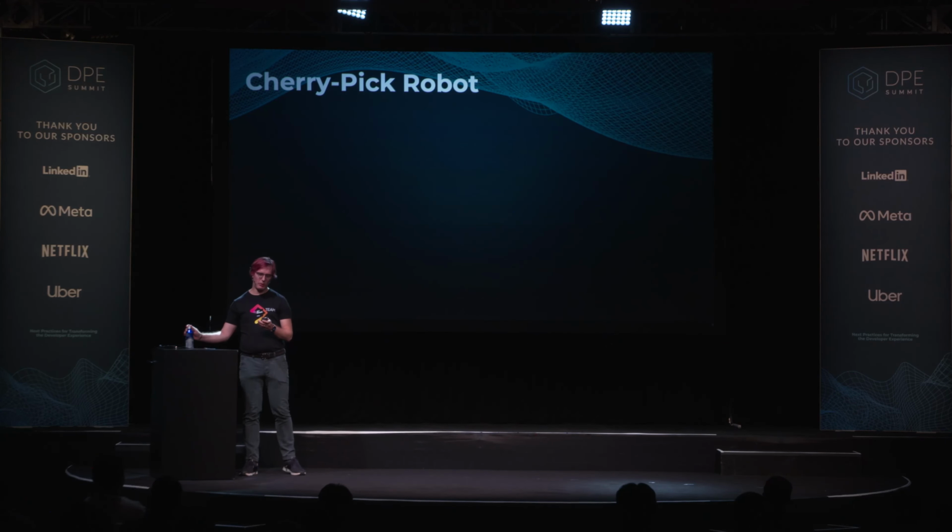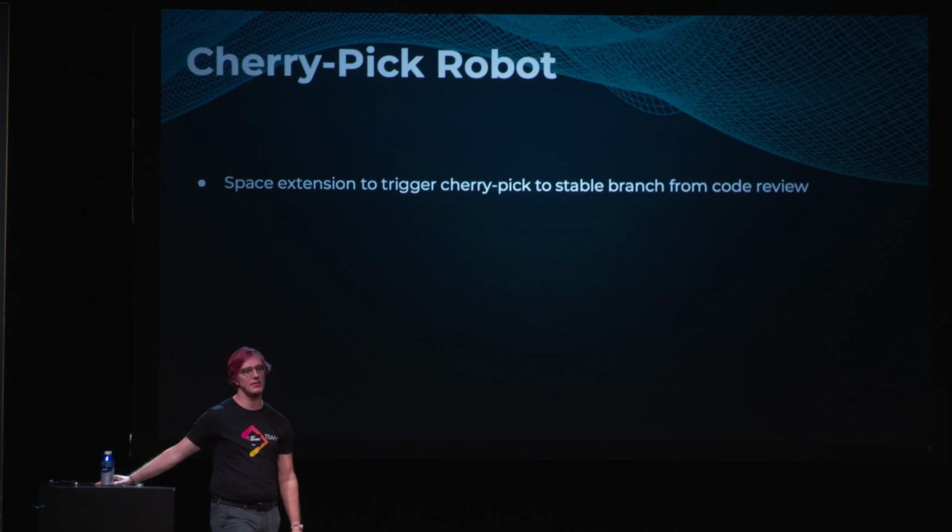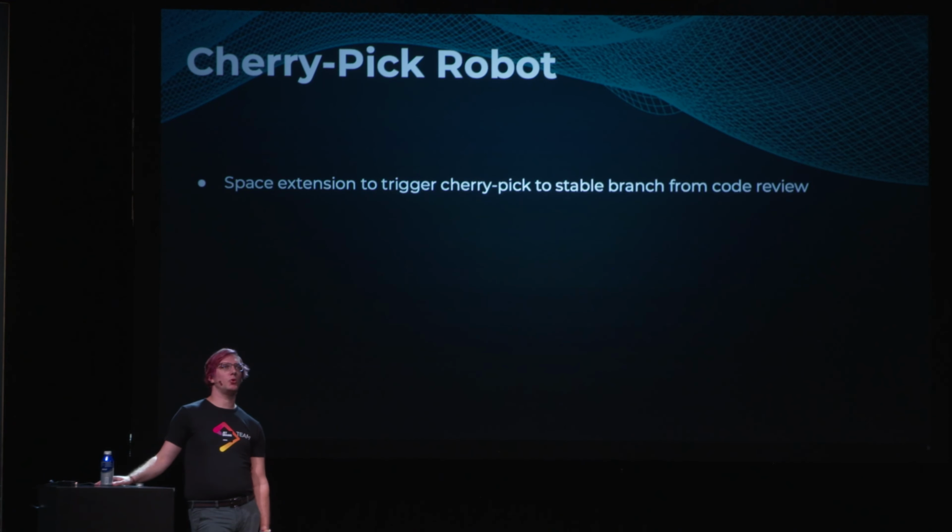And one other related thing is called the cherry pick robot. So I talked a little bit about our branching policy, how we have the master and we have the stable branches and the release branches. And the cherry pick robot is how the changes usually get into the stable branches from master. So once the changes have been reviewed and tested by the QA in master, we can actually start the cherry pick process.